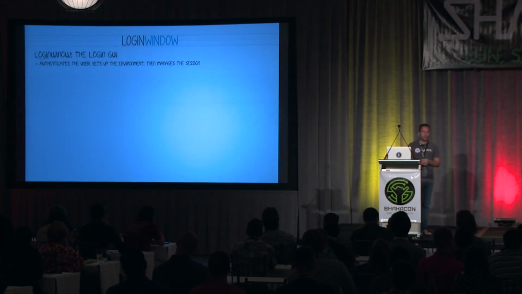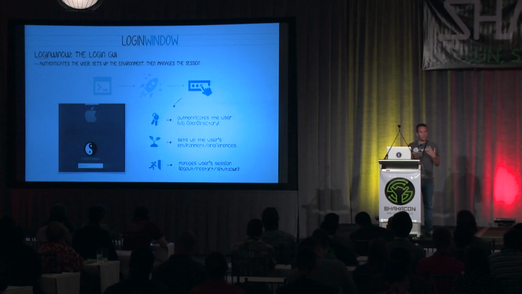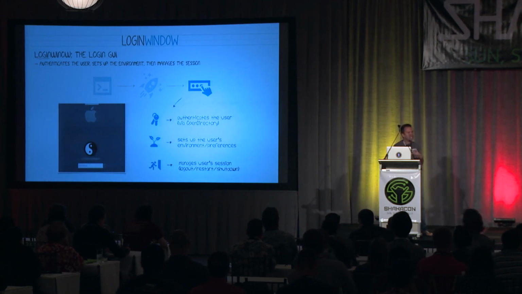The final step before reaching the user's desktop and completing the boot and startup process is the execution of the login window process. What the login window process does is authenticate the user and then set up their environment. It asks for the password, talks to Open Directory to authenticate them, and then loads the desktop. The login window then hangs around to manage the user session. So if you need to force kill a process, or if you want to log in or log out, this is the login window interacting with the user.